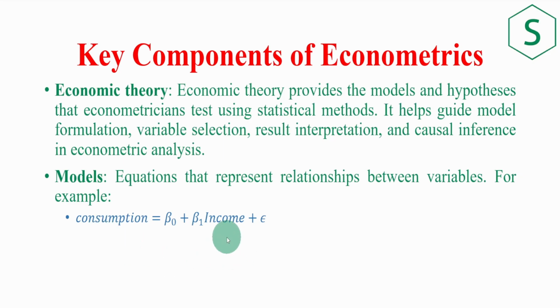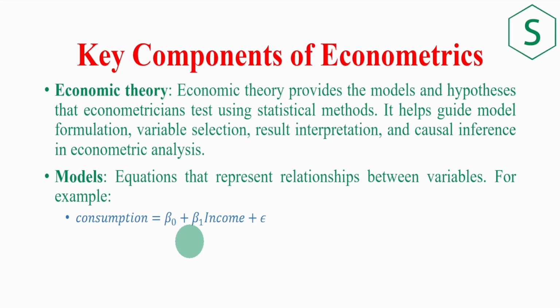But we know that even with 0 income, we have to consume. We have to consume even if you have no income at all. This is what economists call the autonomous consumption, and it is captured by beta 0. Beta 1, as the slope of the equation, measures the changes in consumption as a result of change in income. This is what economists call the MPC, that is marginal propensity to consume.